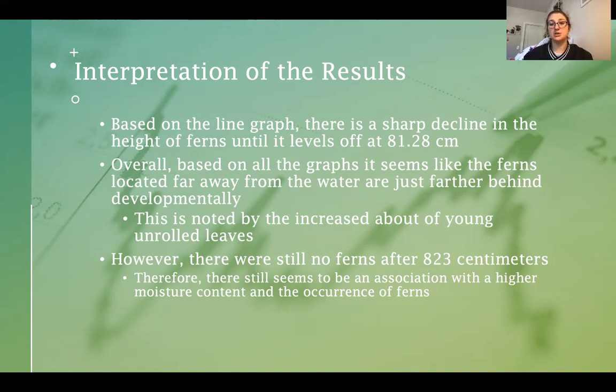However, there were still no ferns after 823 centimeters. Therefore, there still seems to be an association between higher moisture content and the occurrence of ferns itself.